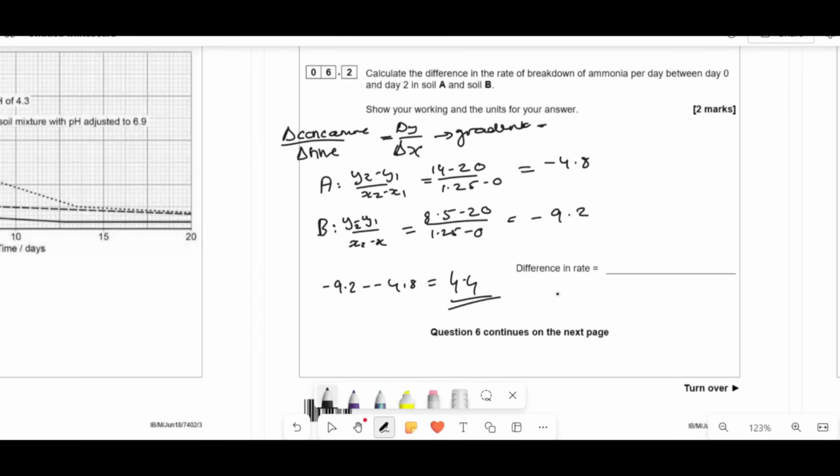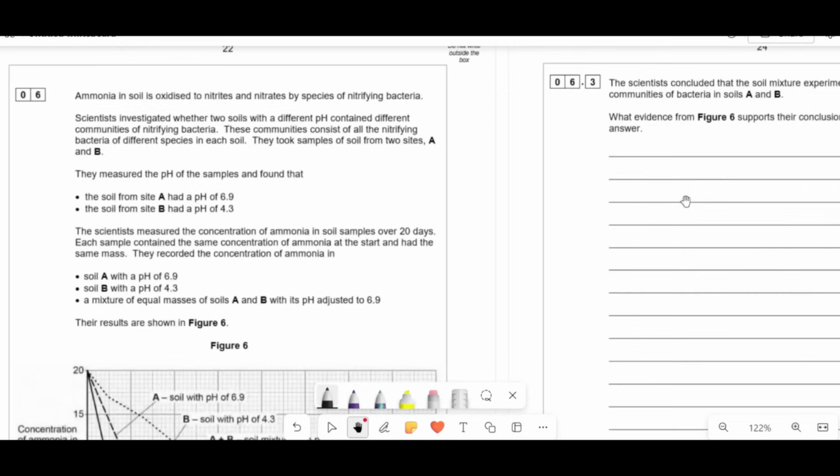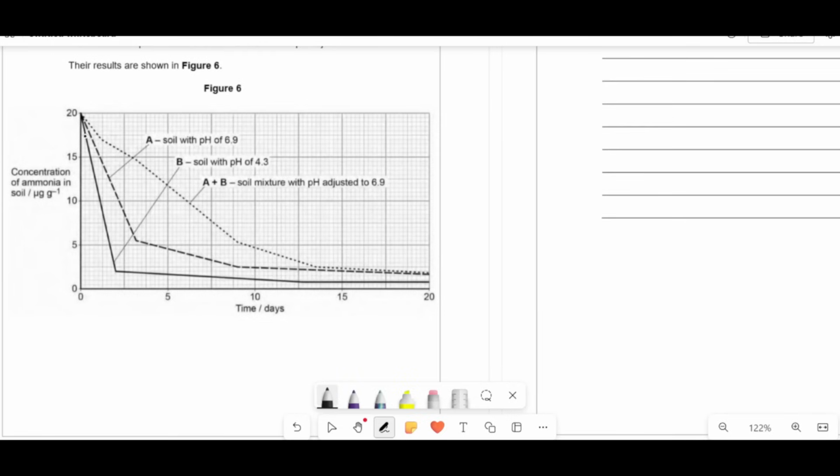There you go. So the scientists concluded that the soil mixture experiment showed there were different communities of bacteria in A and B. What evidence supports their conclusions? Give reasons for your answer. So it's only talking about supporting it. The question told you that ammonia is oxidized to nitrites and nitrates by species of nitrifying bacteria. So if you have differing amounts of changes in ammonia, then you're going to have differing amounts of these, which are done by different species. So clearly, because there are differences in these, already we can say that there are some differences here.